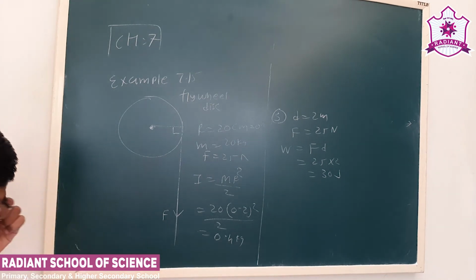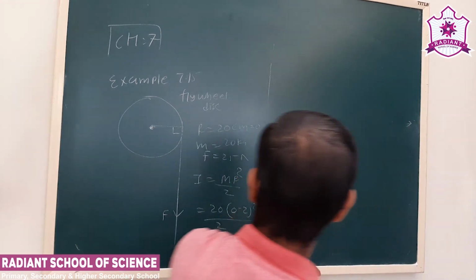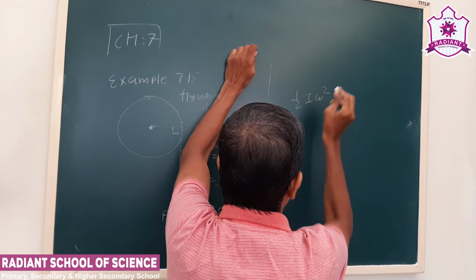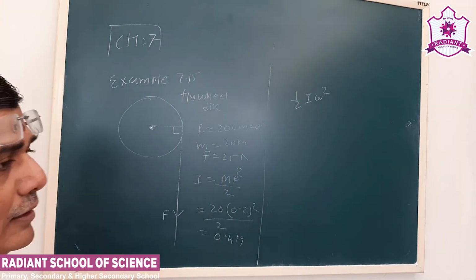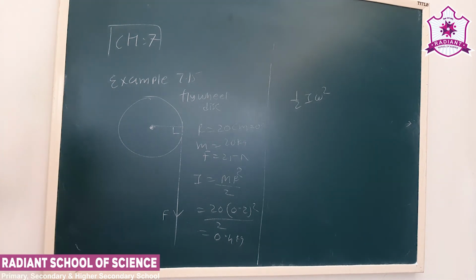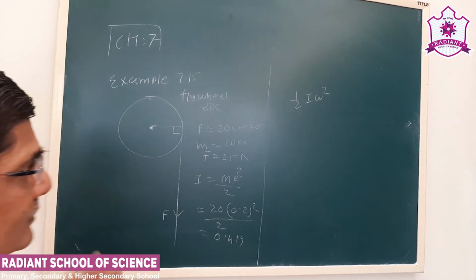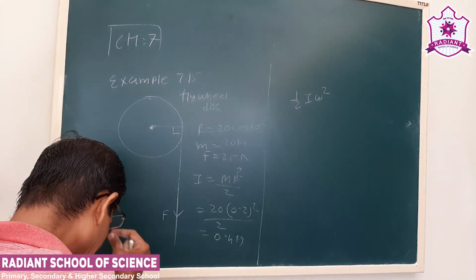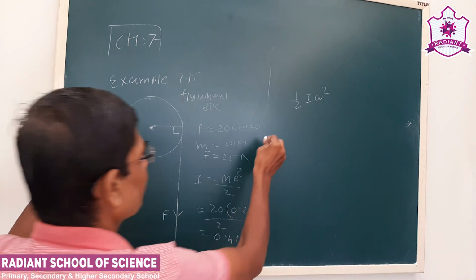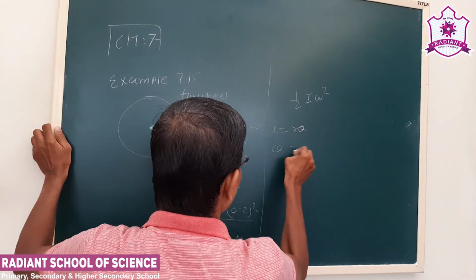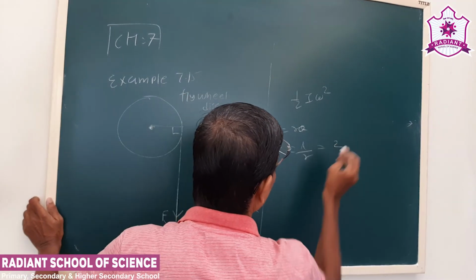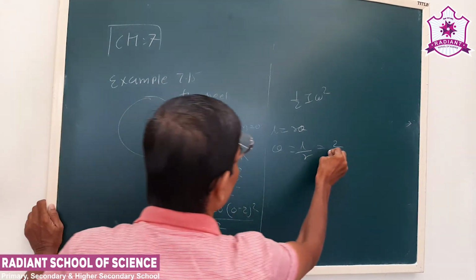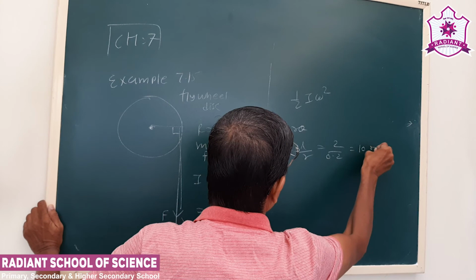Now secondly we have to find out the rotational kinetic energy. Now see the rotational kinetic energy is 1 by 2 I omega square. Initially the flywheel was at rest, omega 0 we can consider 0. Now we have to calculate omega square. Theta is the angular displacement. We use the formula L is equal to R theta, so theta will be L upon R. Length is 2 meter, radius is 0.2. That will be 10 radian.